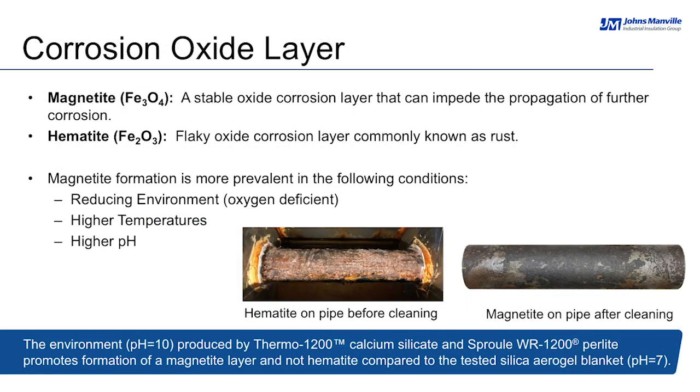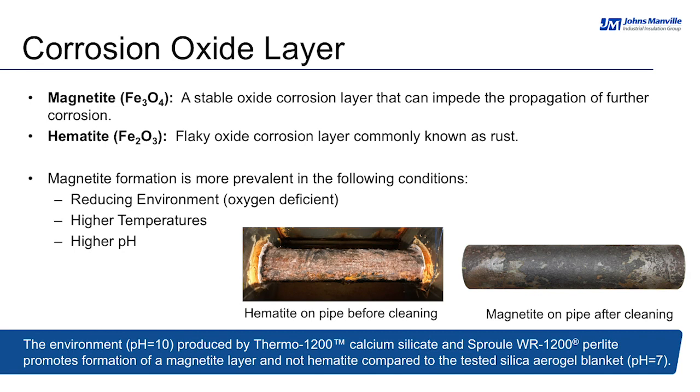So earlier, Ames was covering the NACE TG 516 results. He talked about the formation of a thick and strongly adhered magnetite layer forming on the surface of the pipes that were insulated with the calcium silicate and perlite. There are actually several different oxides of iron that can form as a result of corrosion. The one that most people are familiar with is hematite, or rust. It's reddish-brown, flaky, and pretty easy to remove from the base surface.